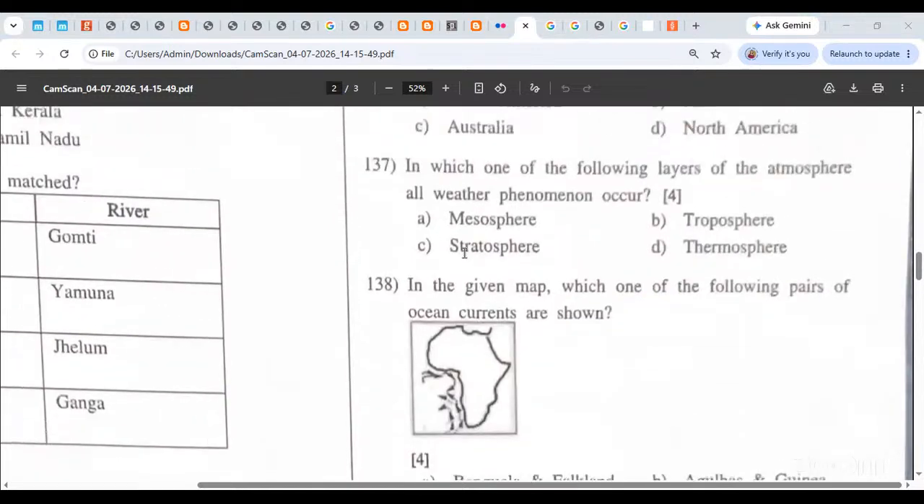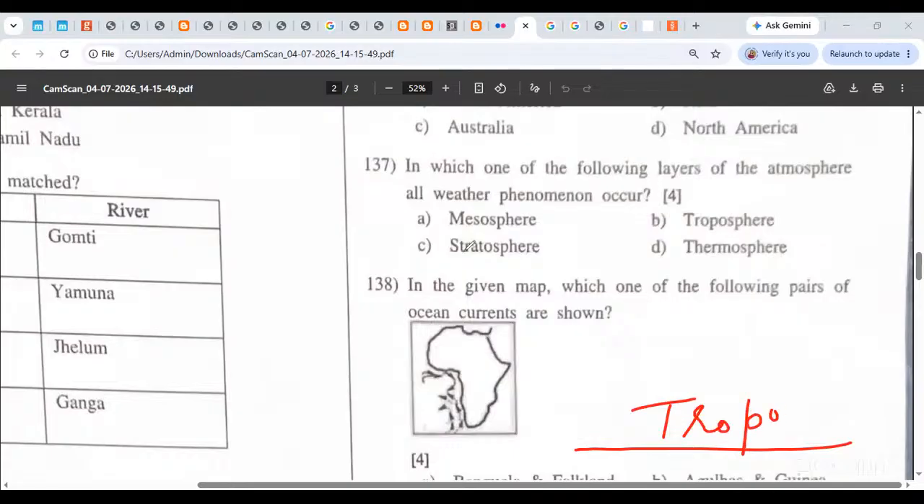In which one of the following layers of the atmosphere do all weather phenomena occur? You're looking at that particular layer in the atmosphere where all the weather phenomena will occur. For any sort of weather phenomenon to occur, you require water vapor and you require dust. Now you find this in only one layer, and that layer is going to be the troposphere, the one that is closest to the surface of the earth. The order of the layers from the surface of the earth to the top, trust me in the exam. So if this is the surface of the earth, the layer closest is going to be known as the troposphere.